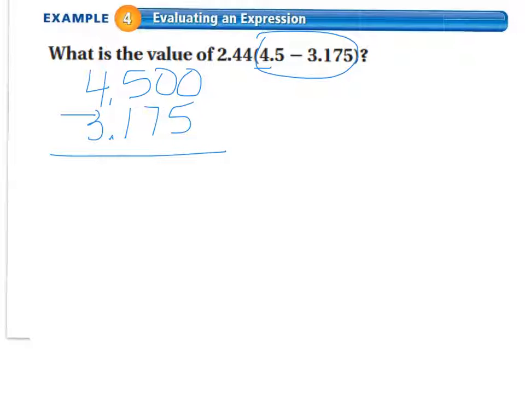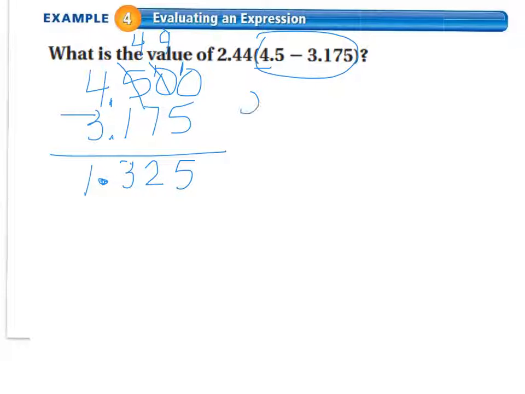0 minus 5, I can't do that, so I have to come all the way over here to the tenths and break that 5/10ths down into 4/10ths and transfer over those into my hundredths. 1/10 would be 10/100ths. Now I can take one of those hundredths away and break that down into 10,000ths. Now I can do my subtraction. 10 minus 5 is 5. 9 minus 7 is 2. 4 minus 1 is 3. And 4 minus 3 is 1. And then I need to always remember that in subtraction or addition, I bring my decimals straight down. So it would go right here, and this part of the expression now would be 1.325.